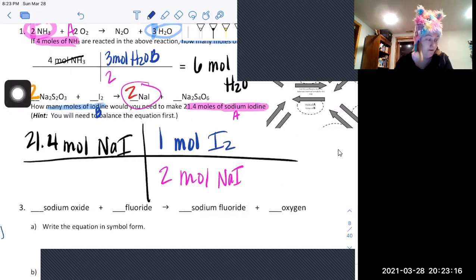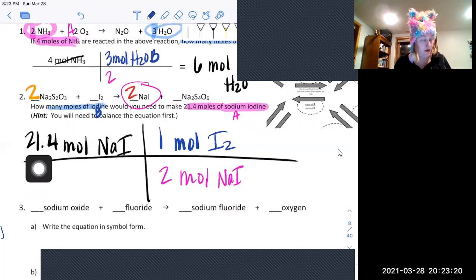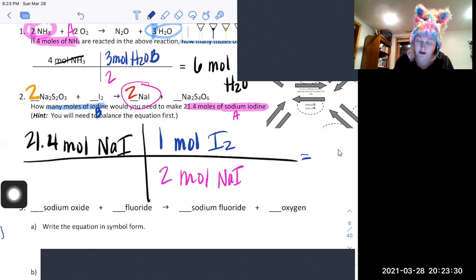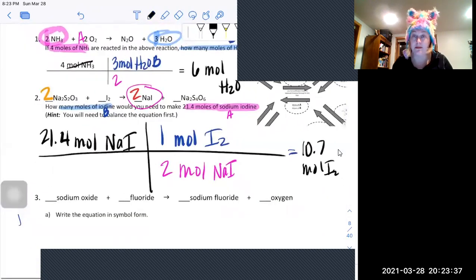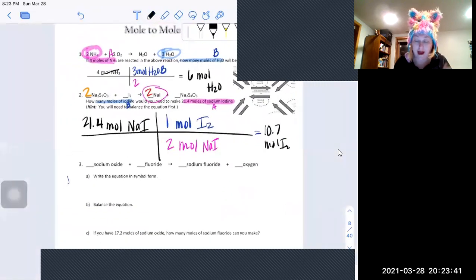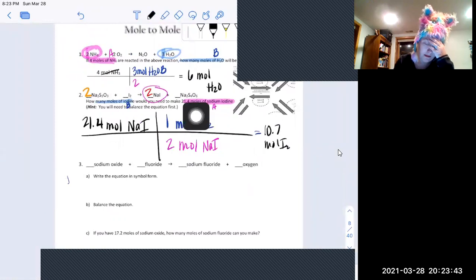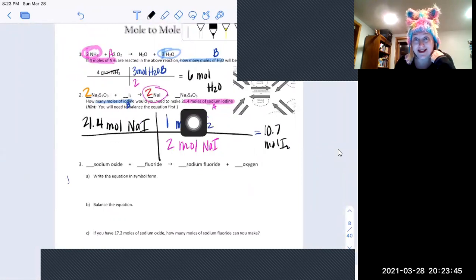And now I just solve. I take my 21.4 times 1, don't really need to do that, then I divide by 2. And I end up with 10.7 moles of I2. Simple enough. All right, so hopefully at this point you guys are learning that you need to multiply by moles of A on the bottom and moles of B on the top.